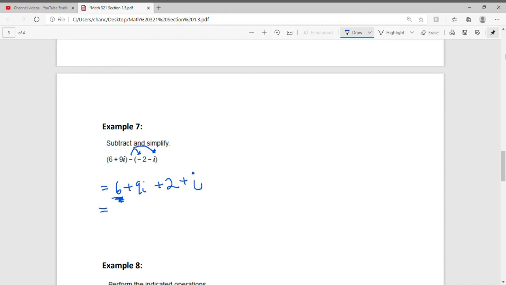Now I can simplify. 6 plus 2, that's 8. 9i plus i, that's 10i. And we can't add the 8 and the 10i. They're not like terms, so we stop here. 8 plus 10i is a good answer.